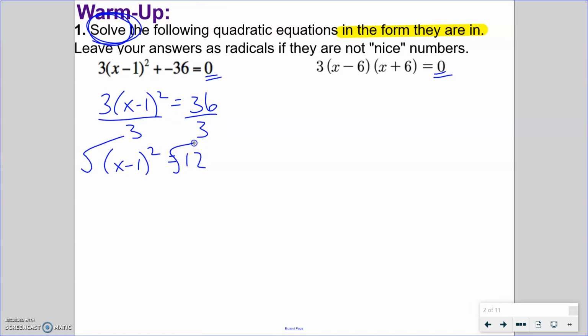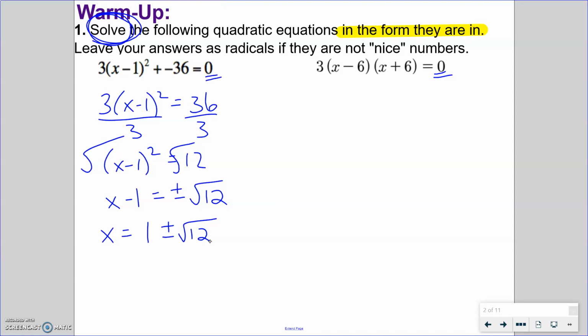Take the square root of both sides, so the left side's just x minus 1. And I don't know the square root of 12, that's not a real nice number, so I'm just going to write plus or minus square root of 12. When I add 1 to the other side, don't forget to put the 1 in front of the plus or minus. And then here's the last step.